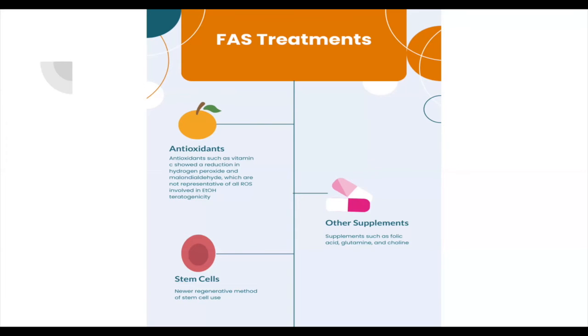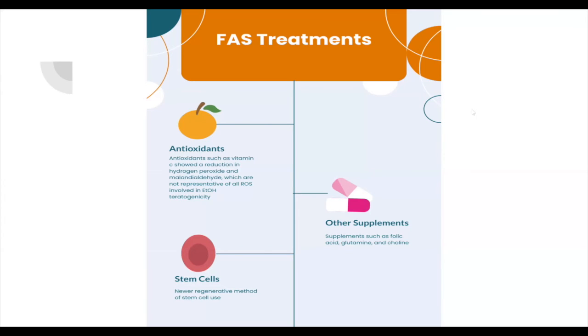So as far as treatments go, doctors and researchers are still fairly limited. There have been several clinical trials done testing the effects of antioxidants and other supplements, such as vitamin C and glutamine and folic acid up here. And it was found they were able to negate some of the negative effects associated with FAS, but not completely cure it. Whereas with more recent studies, they have looked at the use of regenerative stem cell treatments in order to actually reverse the effects of FAS.